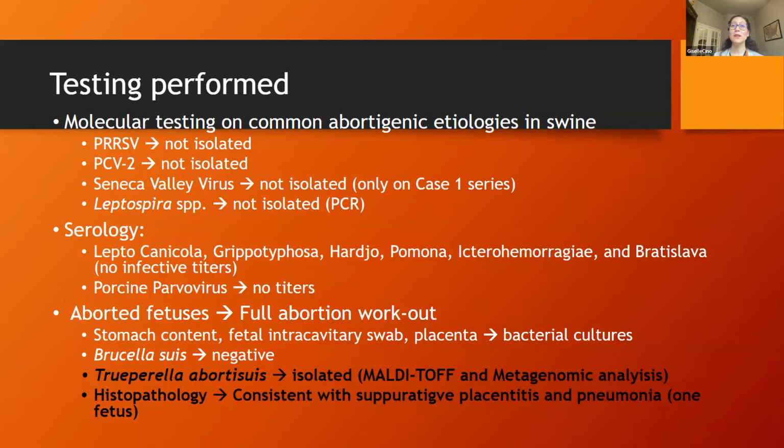So for the testing performed, we did testing on all the major common abortigenic causes of swine. We did molecular testing for PRRS, of course, PCV2, and in case 1, we did Seneca Valley virus testing because there was an outbreak of Seneca virus in the farm previously, so they wanted to make sure we checked that, although there's no true association or causation. And then, of course, Leptospira PCR testing was performed in multiple tissues. These tissues were just from the aborted fetuses. And then the serology was done in the serum from the affected, positive, isolated animals.